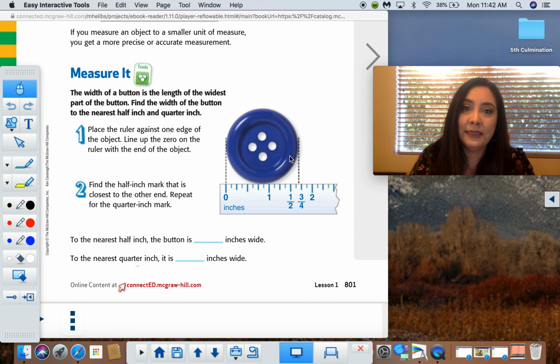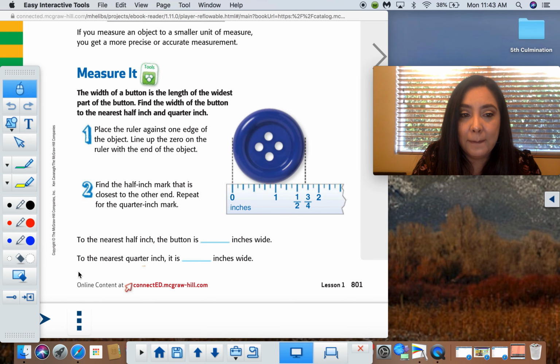Now we're going to repeat this step for 1/4 inches. So let's look at our 1/4 inches. We have 1, 1.25, 1.5, 1 3/4, and 2. We're going to go back to our imaginary line. Is this line closer to 1.5, 1 3/4, or 2 inches? It's closer to 1 3/4.